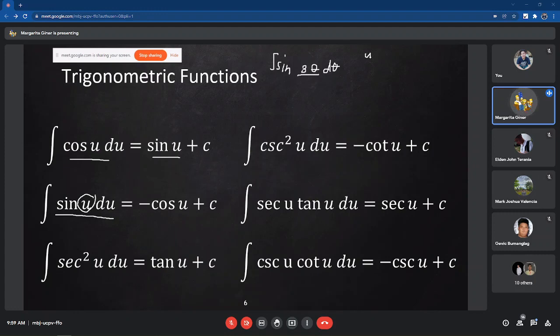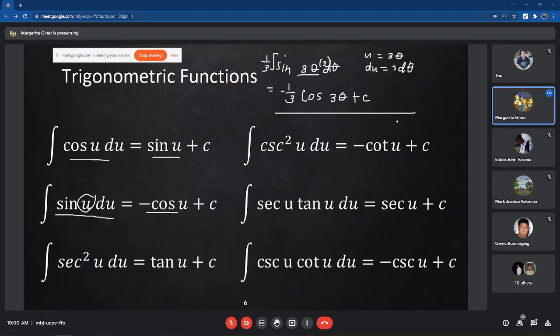Okay, clear ko na. So, the u here is equals to 3 theta. So, the du is equals to 3 d theta. But you don't have a 3 here, so multiply by 1/3. So, what is the antiderivative? Di ba negative cosine? So, this is negative 1/3 cosine 3 theta plus c. So, this will be your final answer.